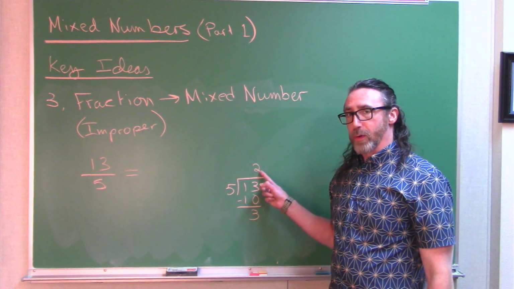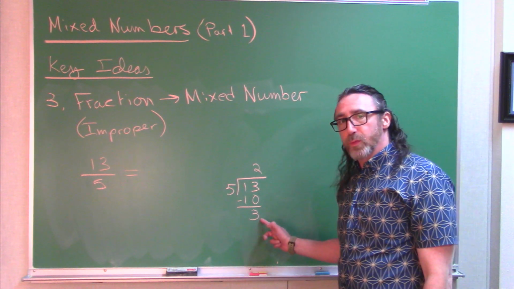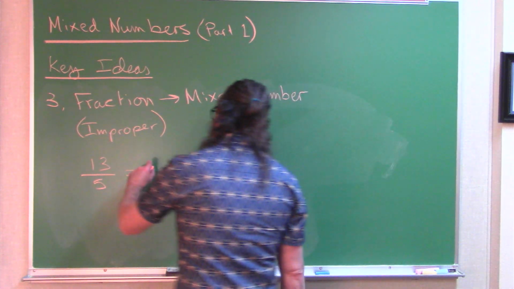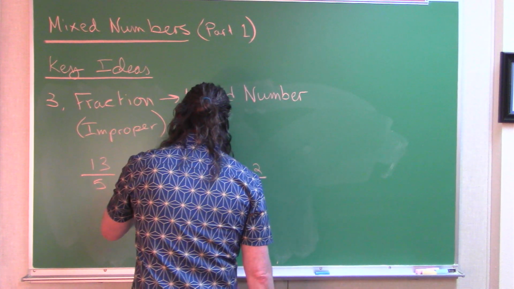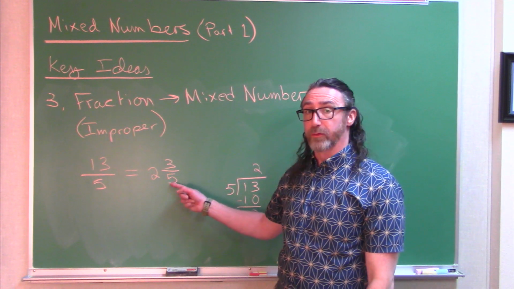Here's your whole number part. The quotient is your whole number part. This is telling you the numerator in your fraction part. So this is 2 3/5.